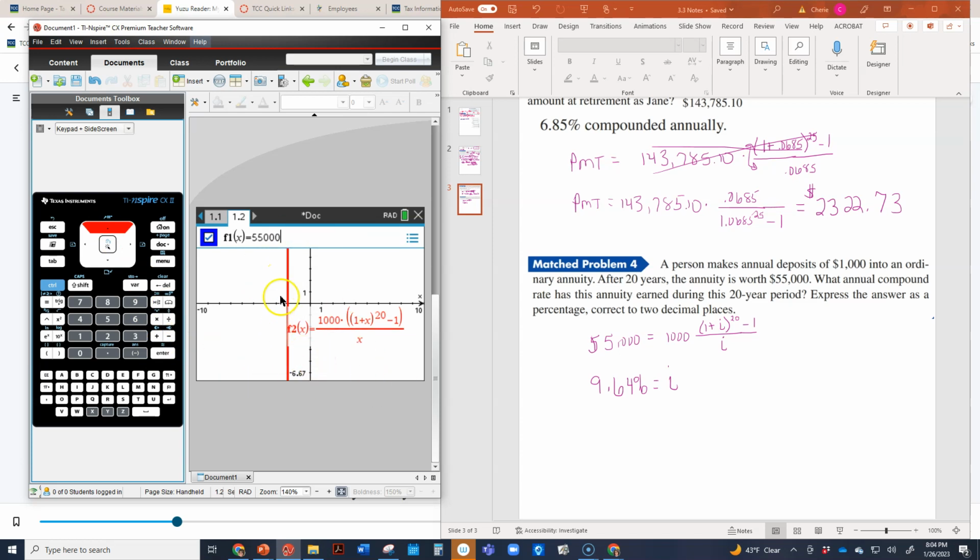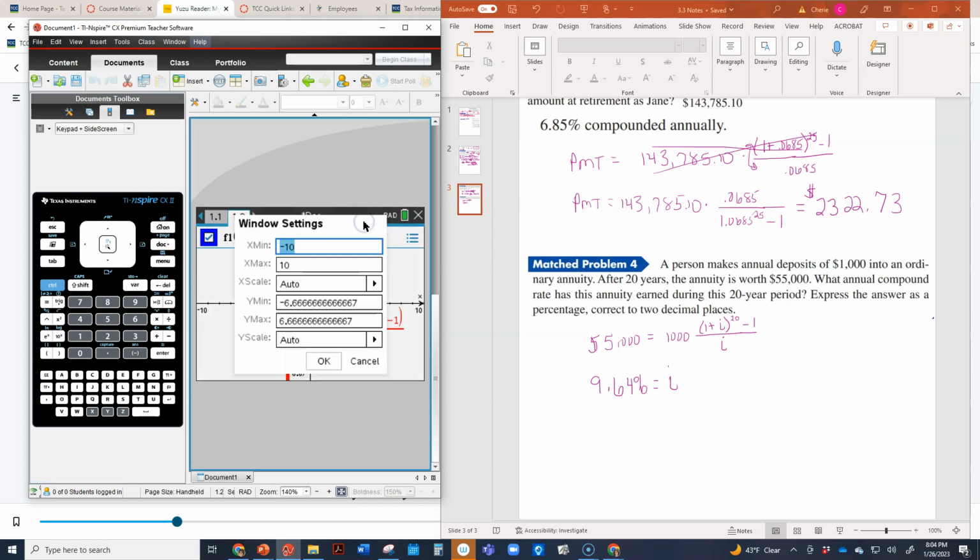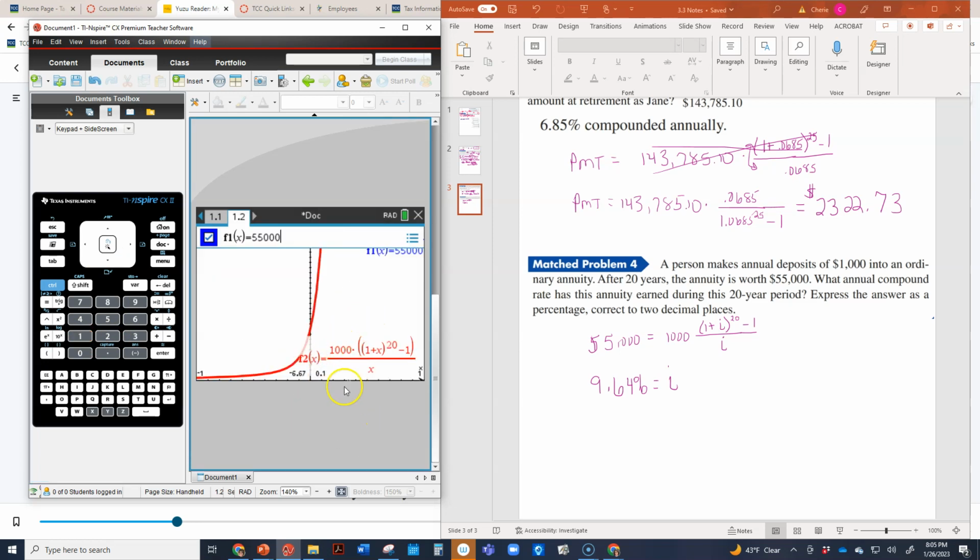And we do see something, but it's not what we expected. It's not what was in the book, and the reason is because of our window. You have to go to window settings. Our y-axis is only going up to 6. We need it to go up to like 60,000. And we're looking for percentage points, so my x-axis doesn't need to be any bigger than -1 to +1. It doesn't even really need to be -1, but that'll put the y-axis right in the middle. So we press that and we say OK.